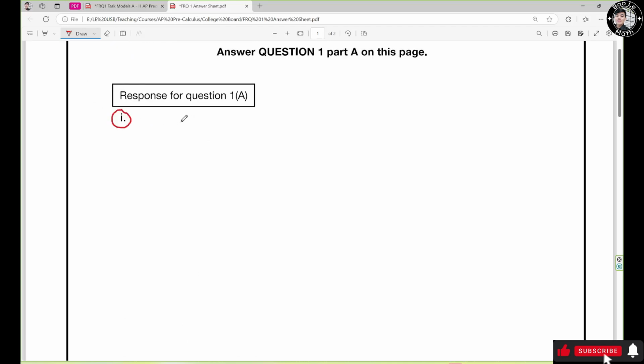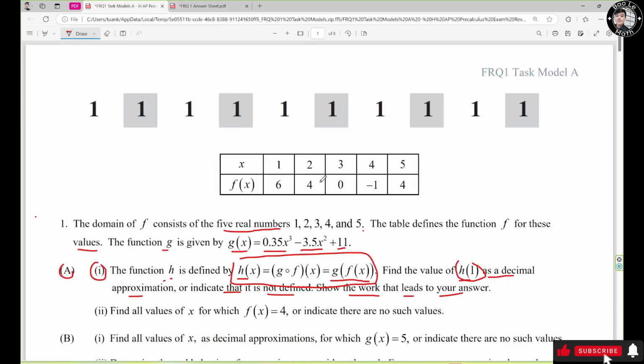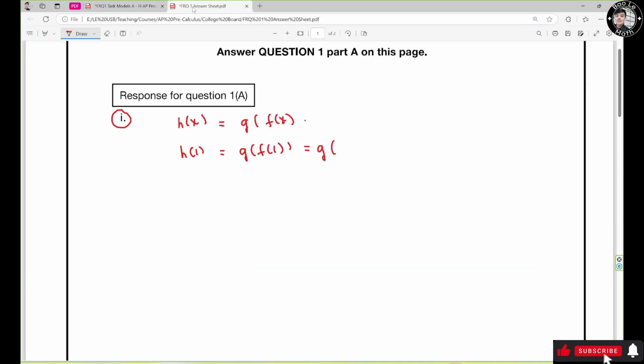Alright. So we have h of s equals g of f of s. Now we need to calculate h of 1, right? So it could be g of f of 1. So it's going to be g of, now f of 1 is going to be 6 right here, right? So it's going to be g of 6.